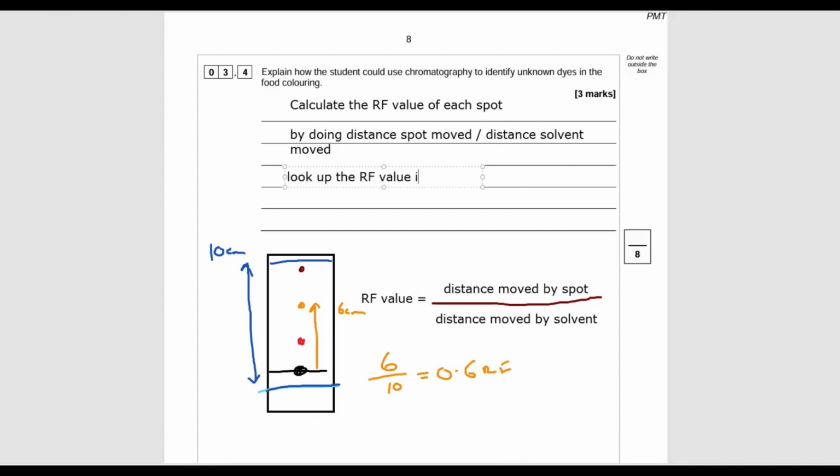So I've explained how to calculate the RF value, and then I'm going to say, look up the RF value in a data book or compare to known sources. What I mean by that is compare to ones with known RF values. I might find out that 0.6 is chlorophyll. Chlorophyll has an RF value of 0.6 when using this particular solvent. The other thing you could do, if you don't want to answer like this, is compare this to a chromatogram of known substances and see if they've traveled the same distance in the same solvent in the same time. Okay, that's 3 marks. Bish, bash, bosh.